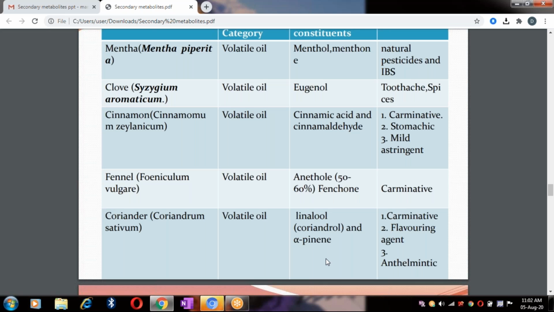This is also used as carminative, mild astringent, etc. Next is fennel. It is a dried ripe seed from Foeniculum vulgare. Main content is anethole and fenchone. This is used as carminative.